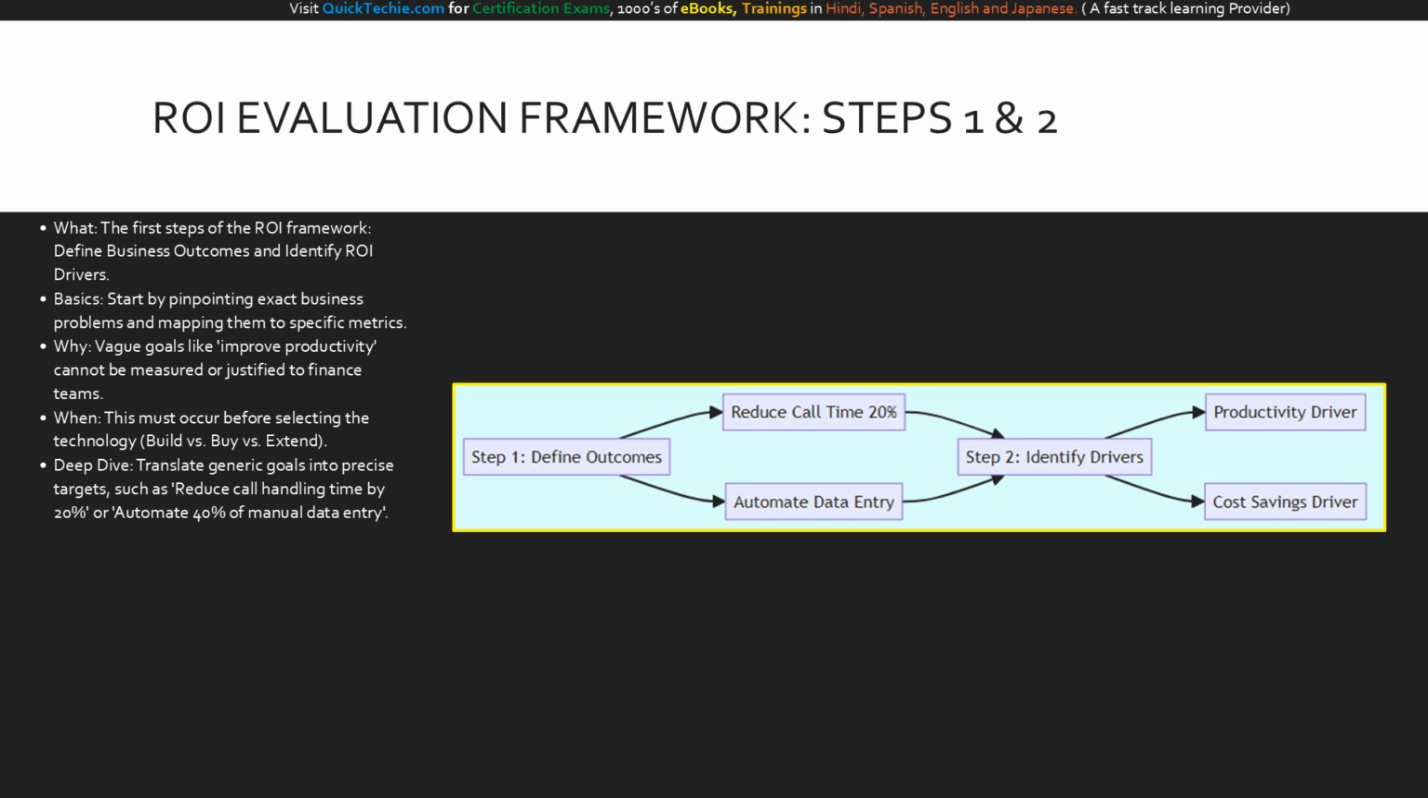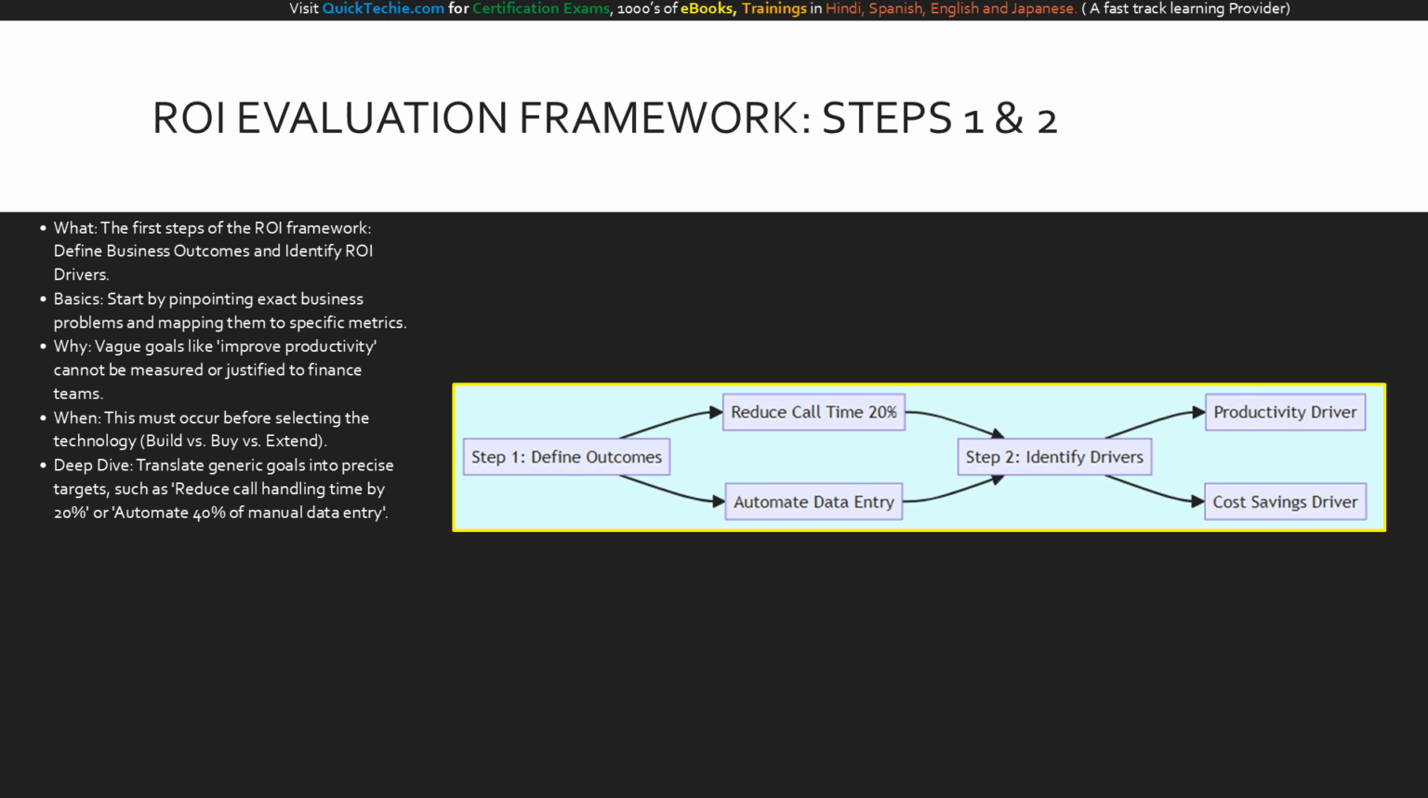In our deep dive, your job as an architect is to translate generic leadership goals into precise targets. You need to identify drivers like cost savings, revenue impact, or risk reduction, and set outcomes like reduce call handling time by 20% or automate 40% of manual data entry.